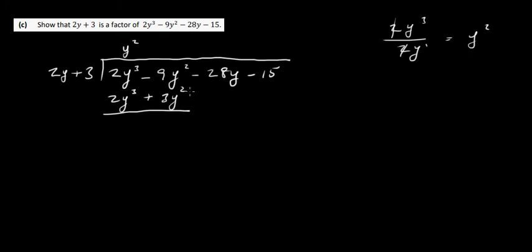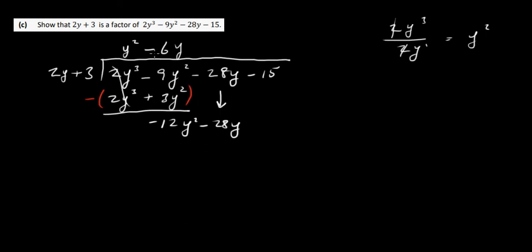Put a line underneath, and what we're going to do now is subtract these two. So minus 2y cubed plus 2y cubed will give me 0. This becomes a minus here, so we've got minus 9y squared minus 3y squared. That's minus 12y squared. I'm going to bring this down, so that's minus 28y, and start all over again. Divide the 2y into the minus 12y squared. So it's going to be minus anyway. 2 into 12 is 6. y into y squared is y. Now multiply this by minus 6y.